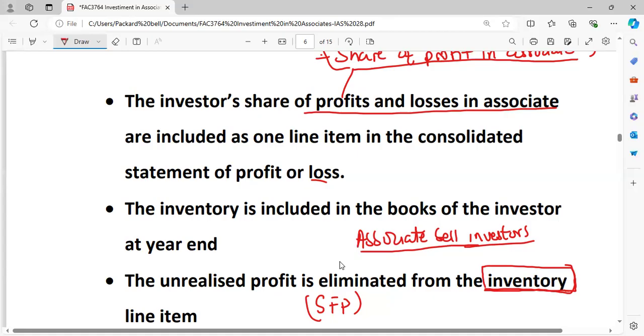So that's another key thing which you should look at when you are answering a question. Who sells to whom, who made profit? So that you know when you do your adjustment. In this case, the associate sells to the investor. So the investor is the one who is holding the inventory here. So when you go to your statement of financial position, you should also adjust the inventory line item with the unrealized profit. So that's there.